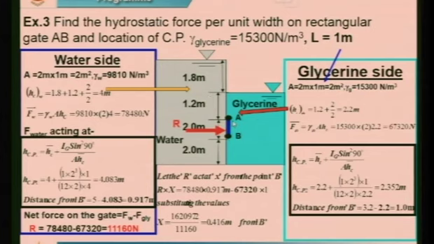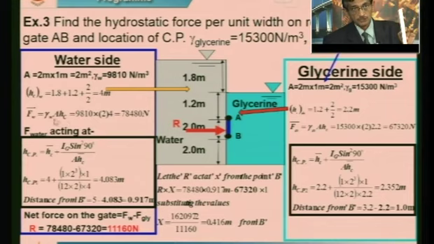Now, I'll apply the formula. What is the formula, my dear students? Gamma W into A into Hc. So, gamma W 9810, area of the plate 2 and Hc is 4, you can calculate. So, this hydrostatic force is acting from this side, right. Where is the location? Acting at what?